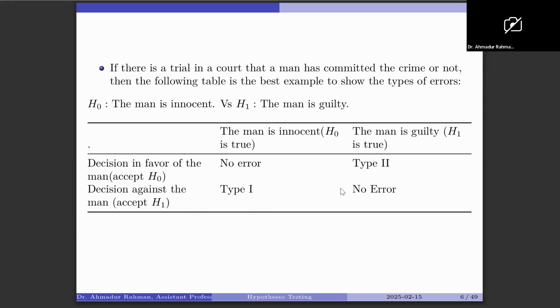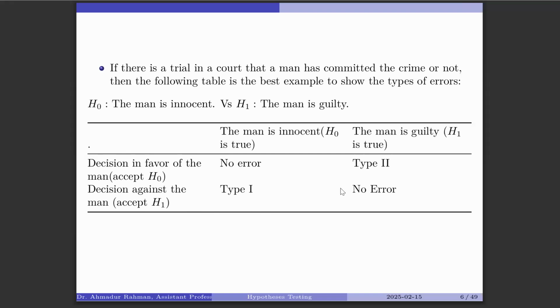So यहाँ पे कोई issue है? Any of you? No, sir. Understood?